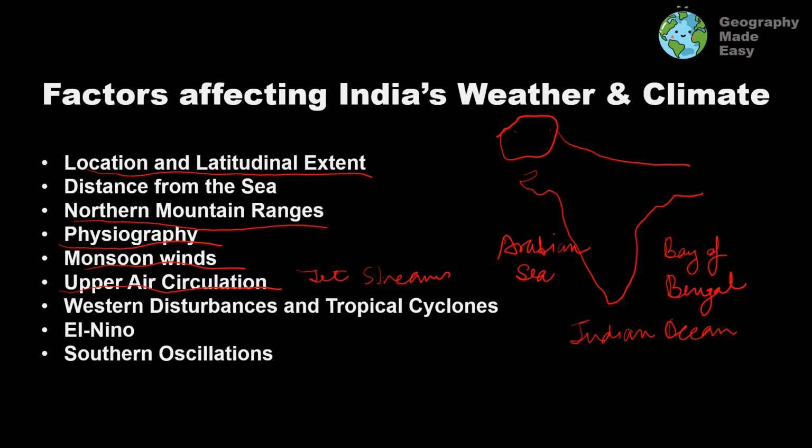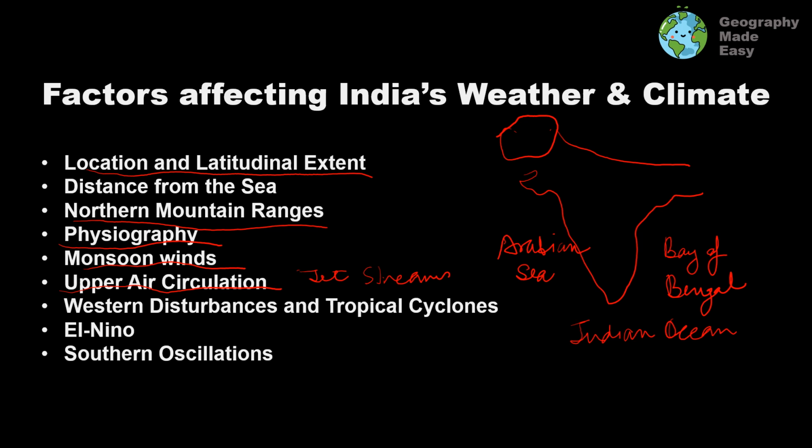So these jet streams help in conditioning the surface weather of India, bringing in different kinds of moisture laden winds from other parts of the world into the Indian subcontinent, and we will be dealing with the jet streams and the role of jet streams in monsoons in much more detail in the next few slides.